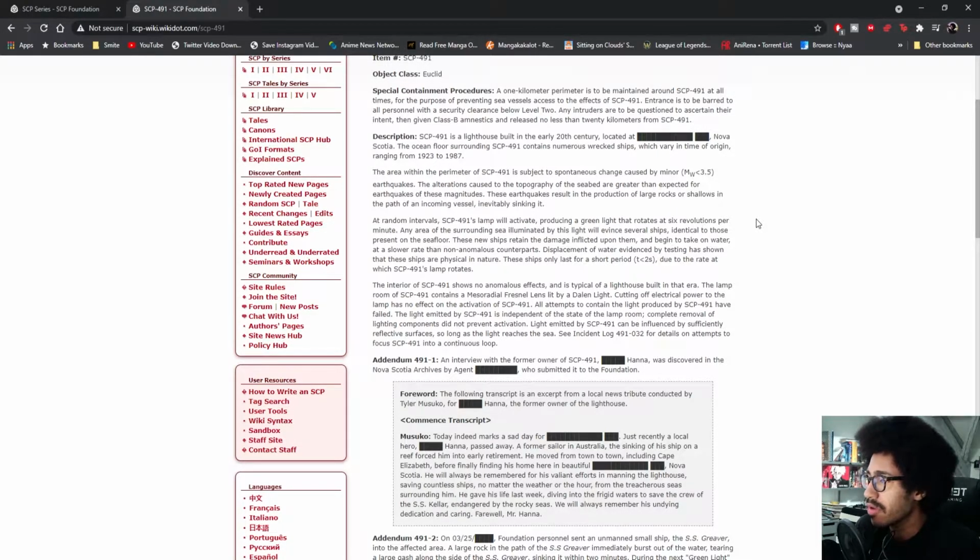The interior of SCP-491 shows no anomalous effects, and it is typical of a lighthouse built in that area. The lamp room of SCP-491 contains a mesoradial Fresnel lens lit by a Dalén light. Cutting off electrical power to the lamp has no effect on the activation of SCP-491. All attempts to contain the light produced by SCP-491 have failed. The light emitted by SCP-491 is independent of the state of the lamp room. Complete removal of lighting components did not prevent activation. Light emitted by SCP-491 can be influenced by sufficiently reflective surfaces, so long as the light reaches the sea.